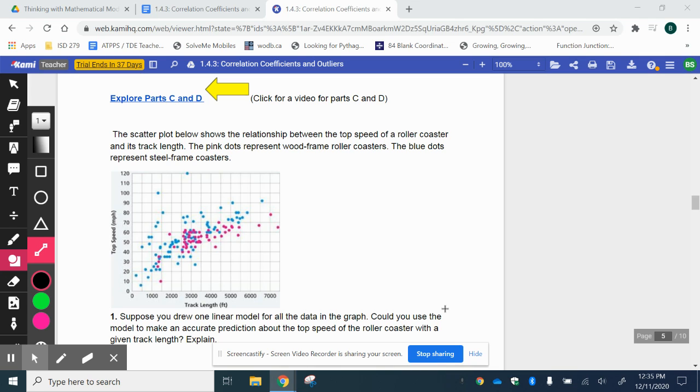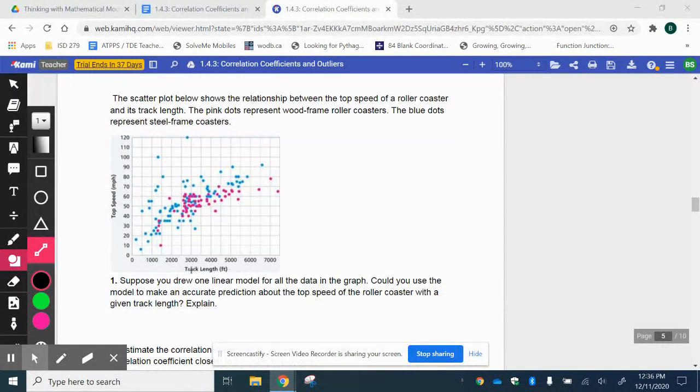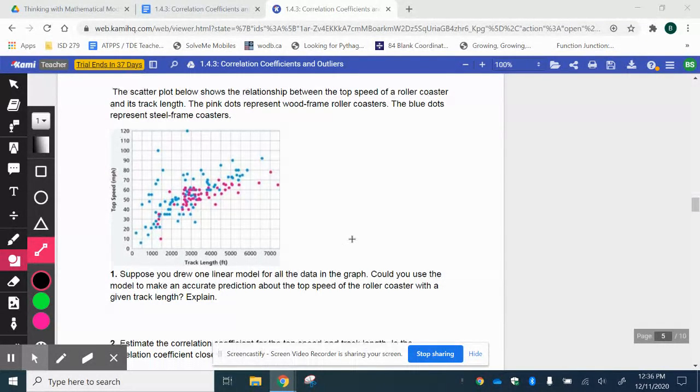This video will explore parts C and D. The scatterplot below shows the relationship between the top speed of a roller coaster and its track length. The pink dots represent wood frame roller coasters and the blue dots represent steel frame coasters. So this time we're looking at track length, and still we're looking at speed on the y-axis.